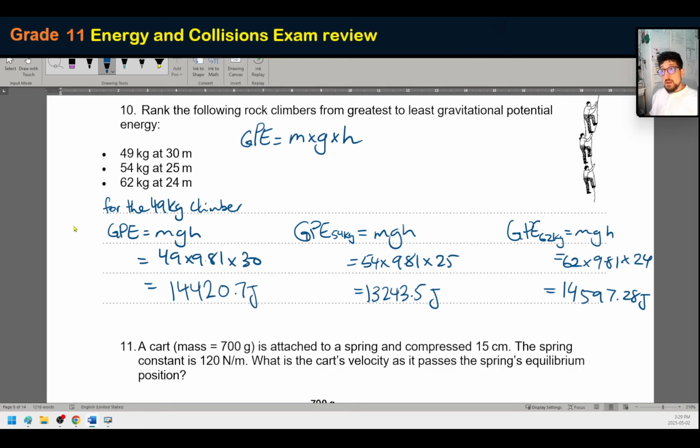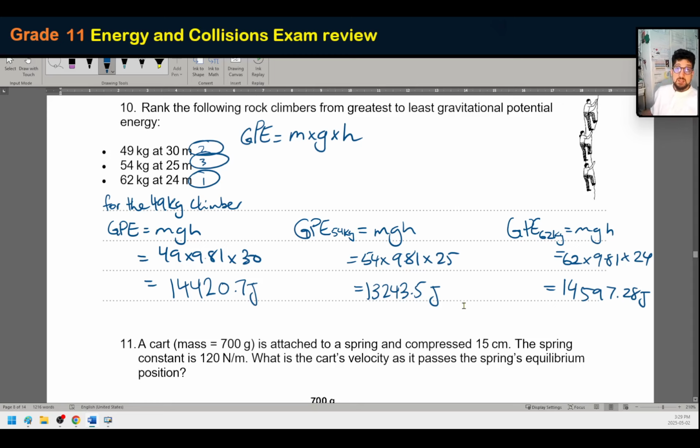Now, we haven't answered the question yet. It says rank the following climbers from greatest to least gravitational potential energy. So we need to actually rank them. Just giving me the working out on its own is not enough. You have to rank them from greatest to least. So the third one is actually the most, then the first one is second, and the second one is the middle one. Okay, so that's how you do it. Right, I'll see you in just an instant.